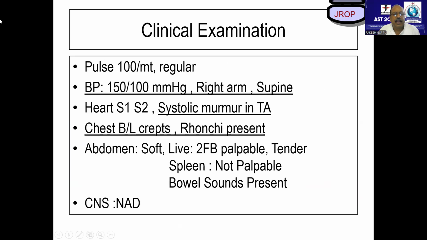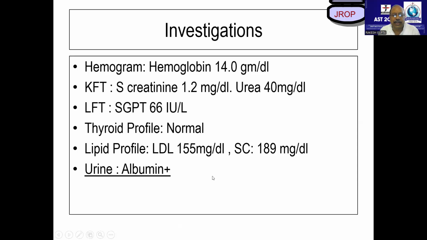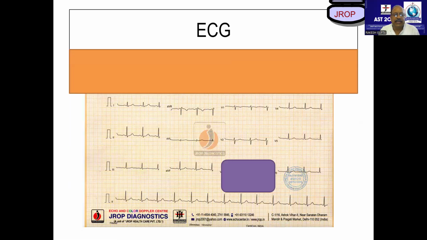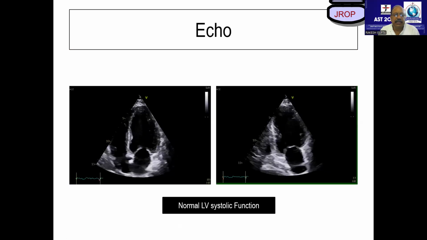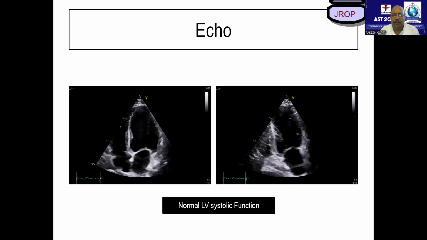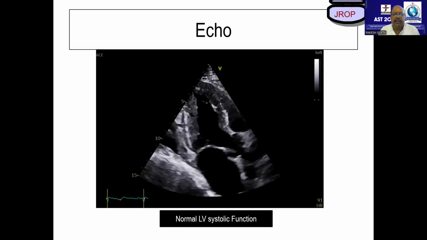150 by 100, systolic murmur in the tricuspid area, congestive heart failure. That's what was present in this patient. Urine albumin 1+, and look at the ECG, which is normal in this subject, and look at the echo. Again, normal LV systolic function. Very good contracting heart.